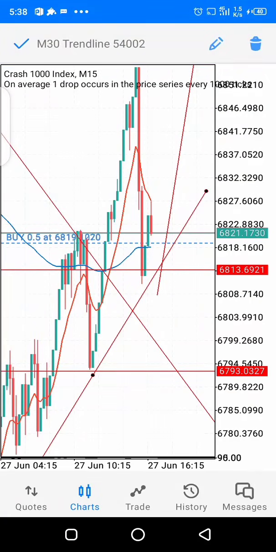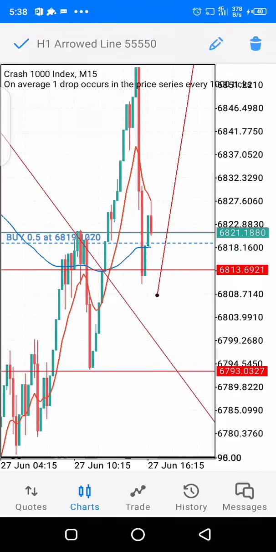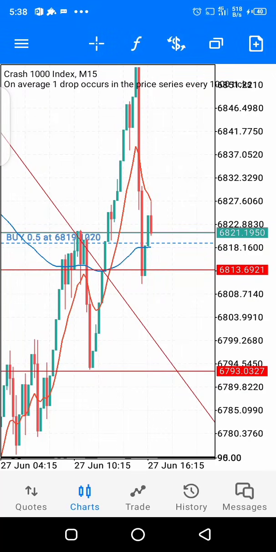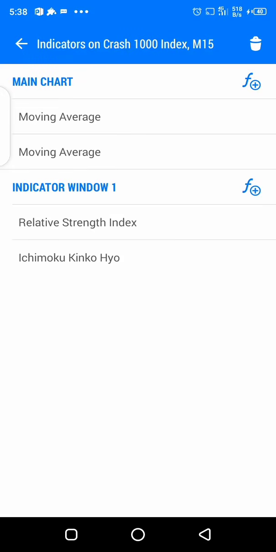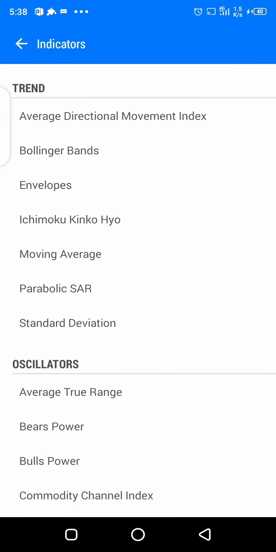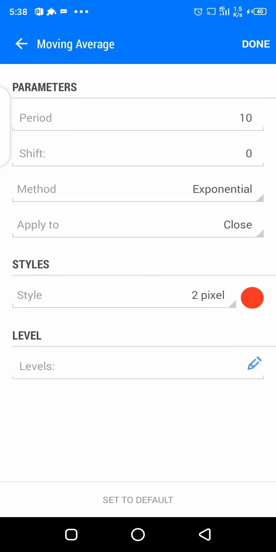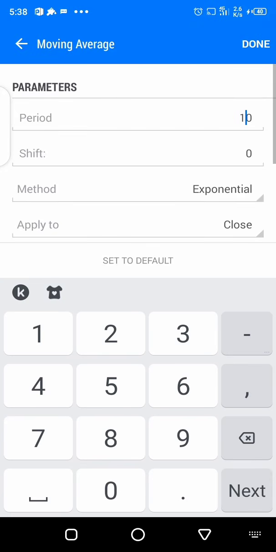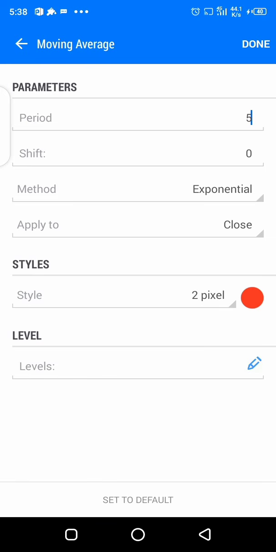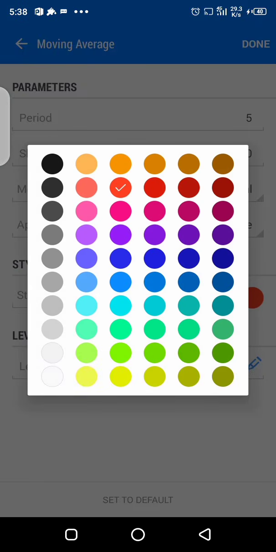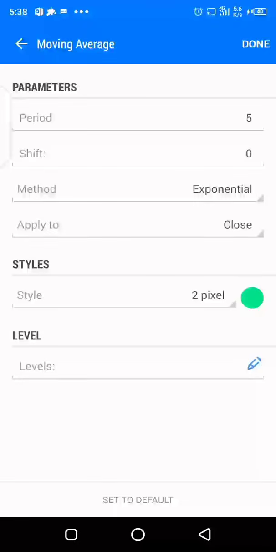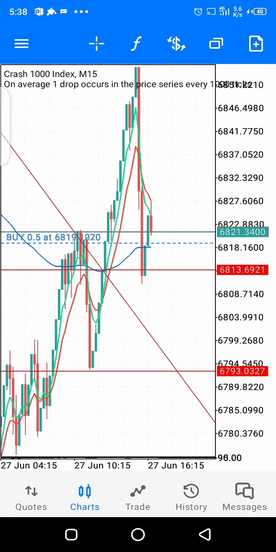Let me delete all this so that you'll be able to see what I'm doing. Then we go back again. We add on the main charts, we add another MA. We have MA5. This should be green here, and that's it.